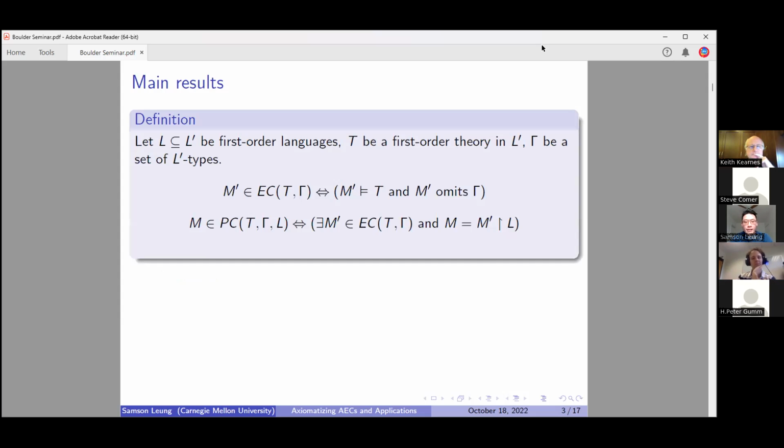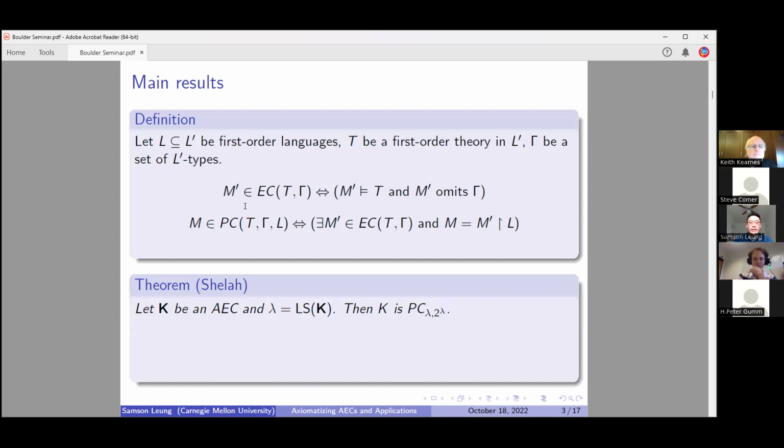So before I state the main result, I would like to give some definitions and notations. Let's say you have two first-order languages, L and L prime. T is a theory in the bigger language, and gamma is a set of types in the bigger language. I say a model is in EC(T, gamma) if the model satisfies T but omits gamma. If you take the reduct of that model to the smaller language, then I say the smaller model is in PC(T, gamma, L).